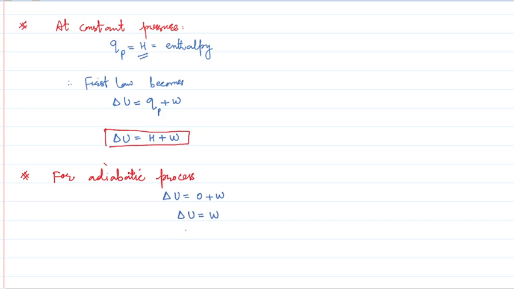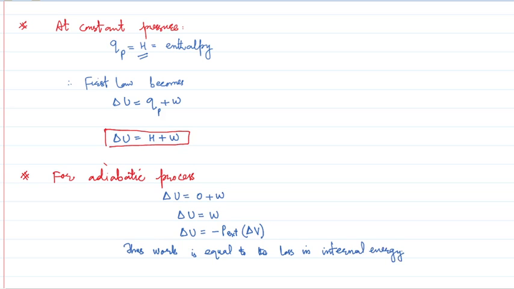If this work done is the pressure volume work of a gas, we can simply write it as minus P external, pressure is constant, delta V. You have already derived this equation in terms of work done. So this W is basically equal to the loss in internal energy.